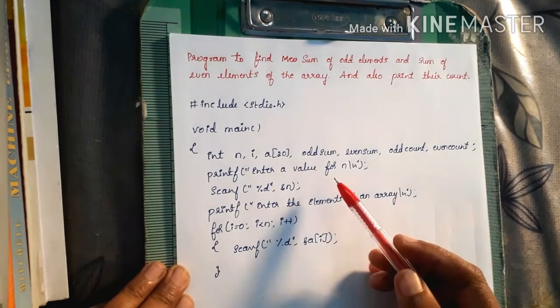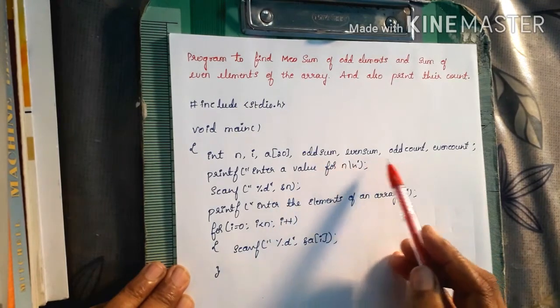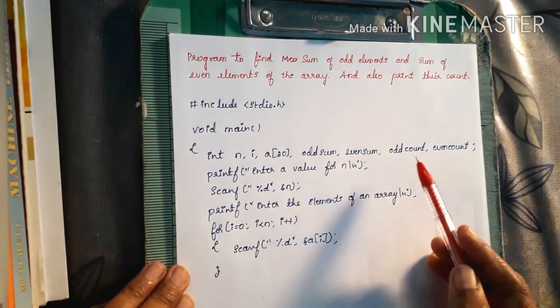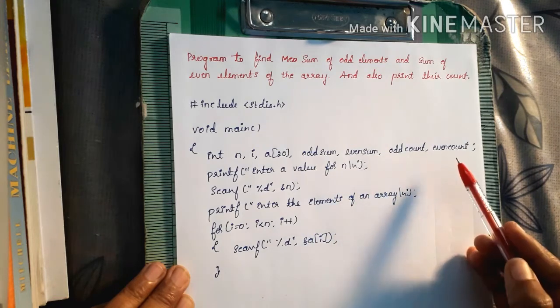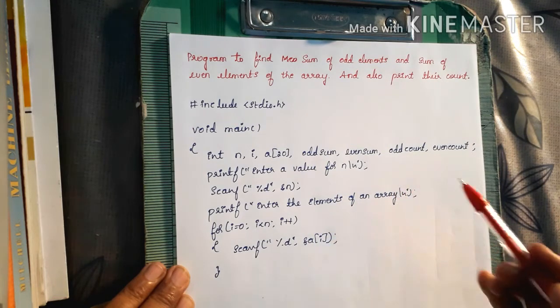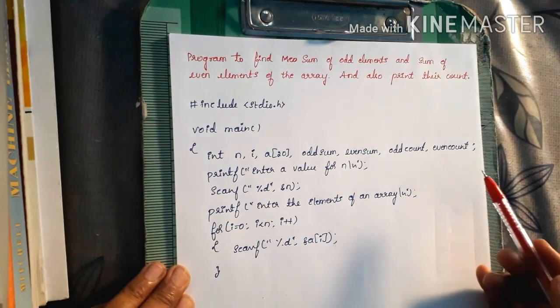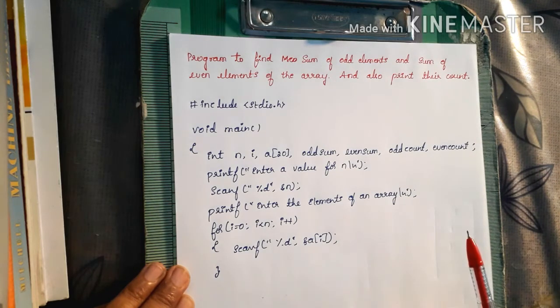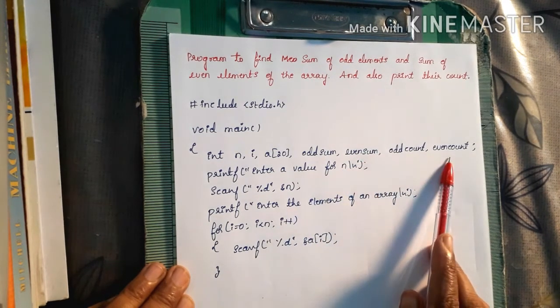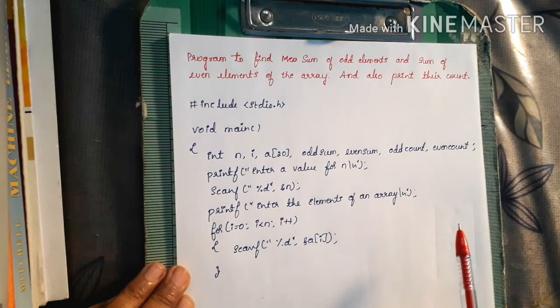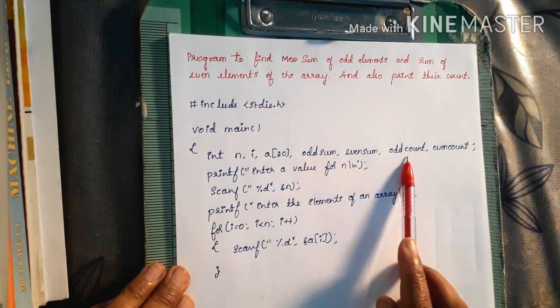Then first initialize the variables odd sum and even sum with the value 0, and also odd count and even count with the value 0, because initially the sum of odd numbers, the sum of even numbers, odd count and even count are 0. Then take the array elements and perform the operations. That is, first take the first element of the array, then check whether it is even or odd. In case it is an even number, add it to even sum and increment even count. Otherwise, it is an odd number, so add it to odd sum and increment odd count.